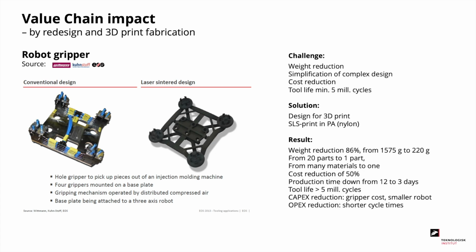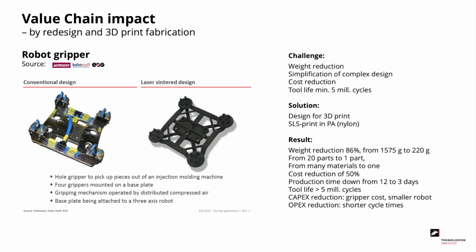Well, the challenge was to reduce the weight, because if you reduce the weight you can either use a smaller robot or move things faster. The purpose was to simplify the complex design, reduce cost, and ensure a tool life of minimum 5 million cycles. The solution to this challenge was designed for 3D print, optimized for 3D print, and the technology used was SLS print in polyamide or nylon.